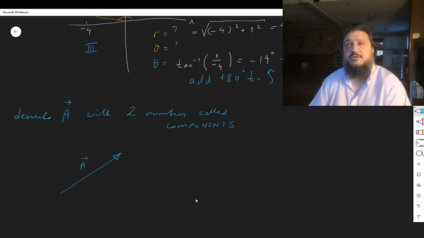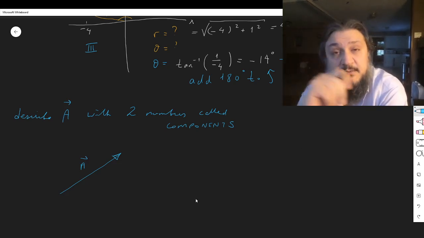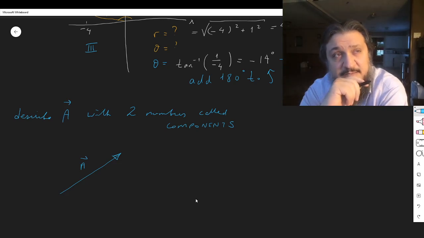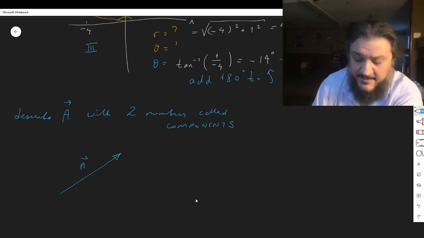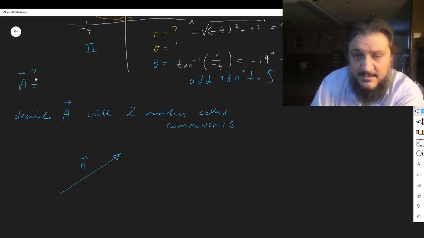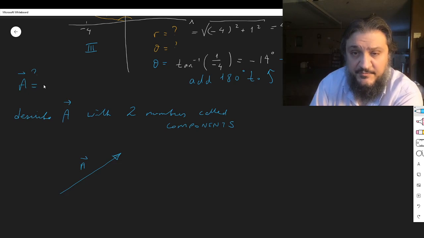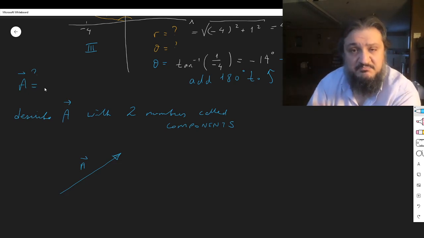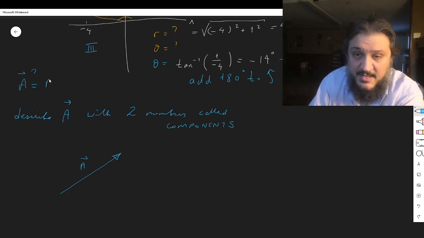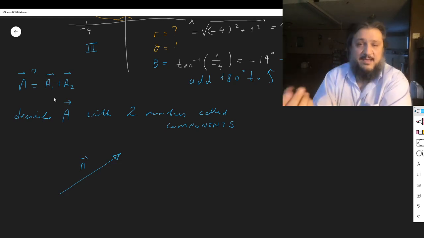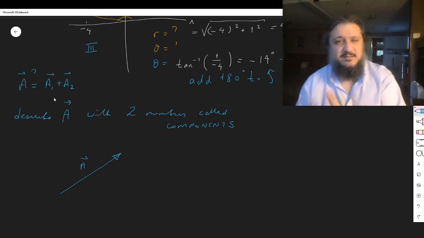Now here's where I'm going to use the addition rule, the graphical method of addition. So these two components, could they be vectors? Let's entertain this idea. Can I write A as the sum of two vectors? I'm going to call them A1 and A2. It has two parts, right? A1 plus A2. If I know what A1 and A2 are, I know A this way, like going backwards.